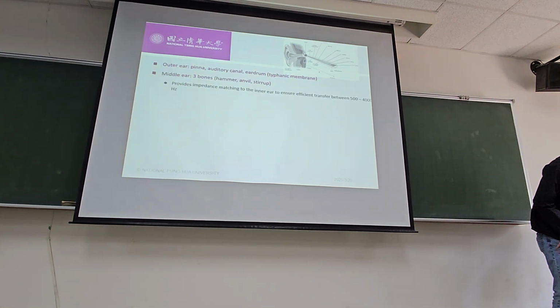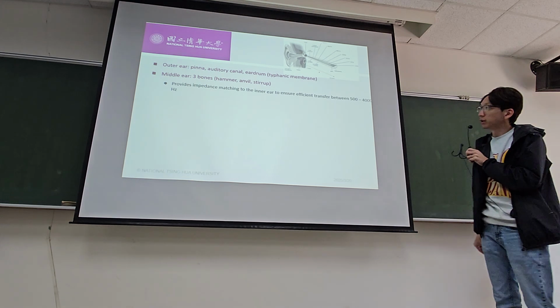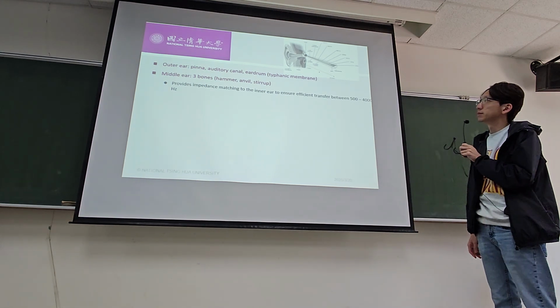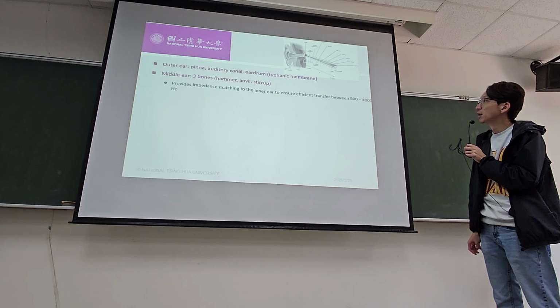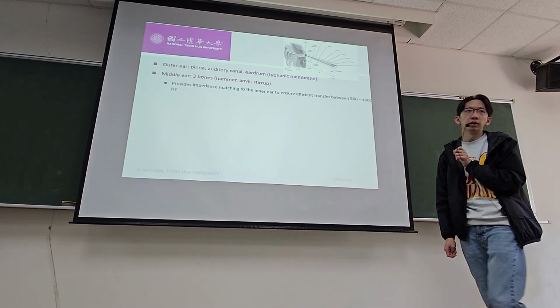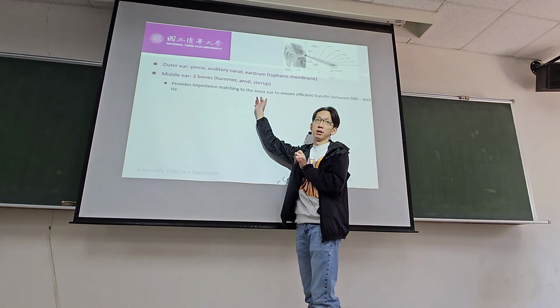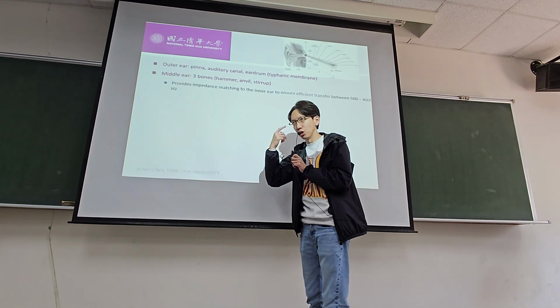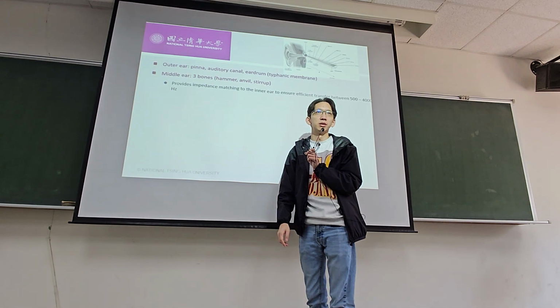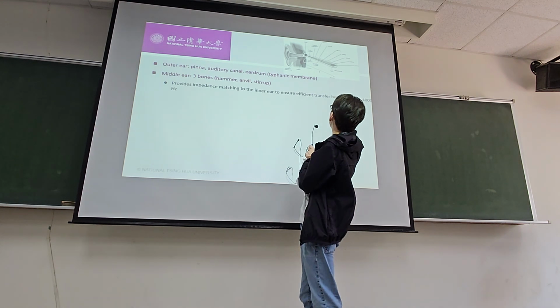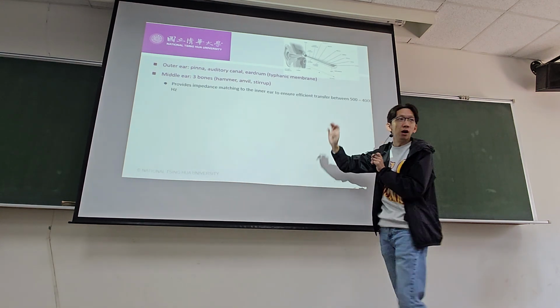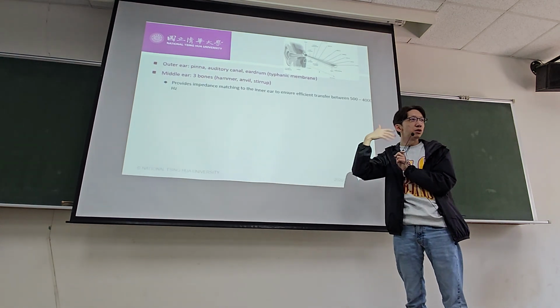In the middle ear, we have three different bones: the hammer, anvil, and stirrup. Again, it provides impedance matching to the inner ear to ensure efficient transfer between 500 and 4,000 hertz. It is carefully designed by our human organic physical properties, because most of our human speech is within 500 to 4,000 hertz. That's where we start understanding the world.